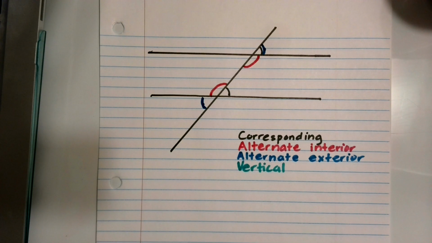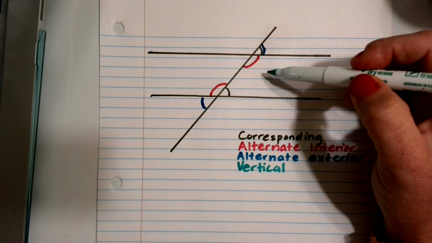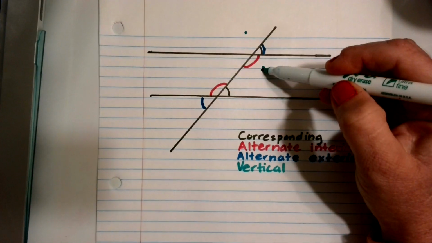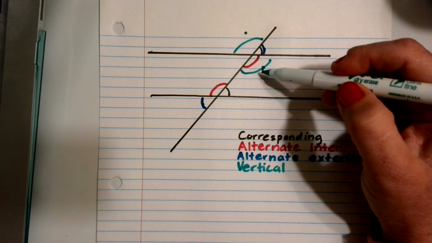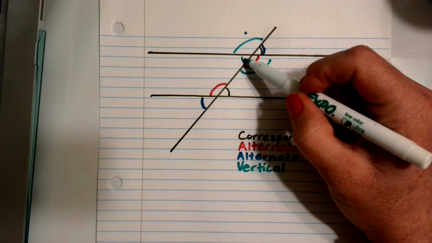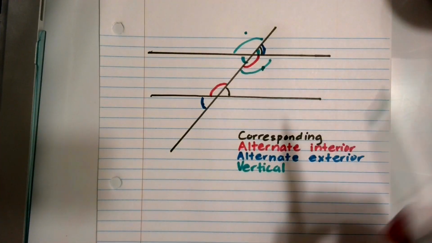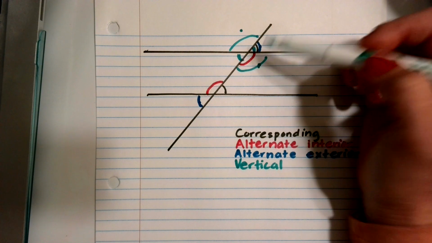Now, the final type of angle that I want to talk to you guys about is vertical angles. So, anytime you have two lines that come together, the angles that are opposite from each other, which would be this angle here and this angle here, are vertical angles, and they're congruent, just like this part here would be congruent to that angle there. Okay, so vertical angles are across from each other where two lines cross.